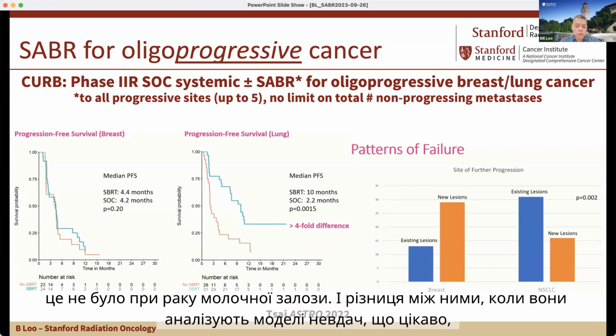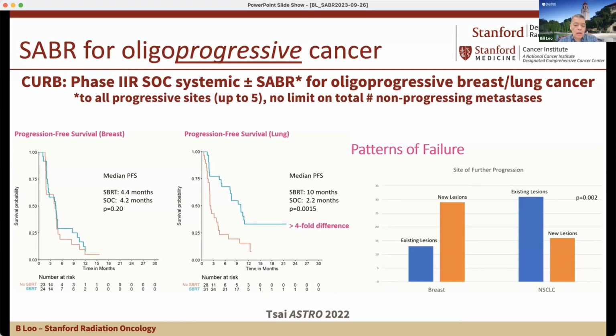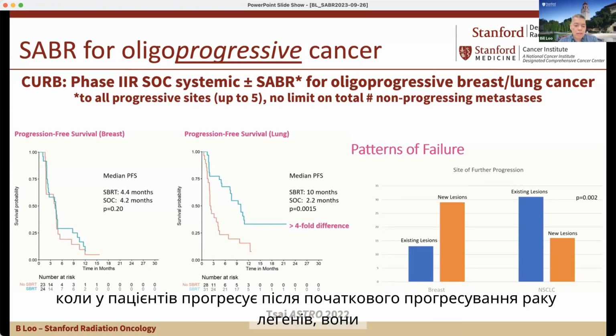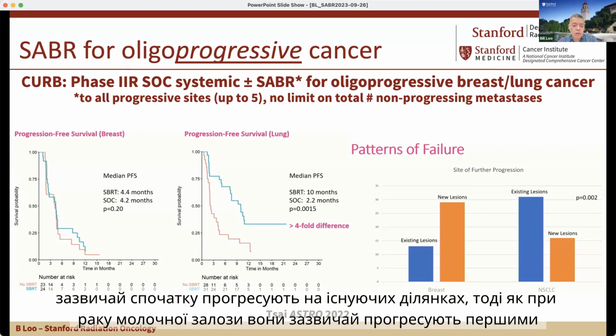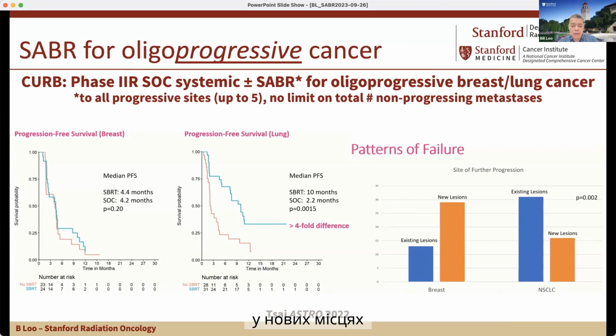And the difference between the two, when they analyzed patterns of failure, is that, interestingly, when patients progressed after the initial oligoprogression, in lung cancer they usually progress first in existing sites, whereas in breast cancer they usually progress first in new sites. And so that perhaps explains the difference between the two responses in the two diseases.